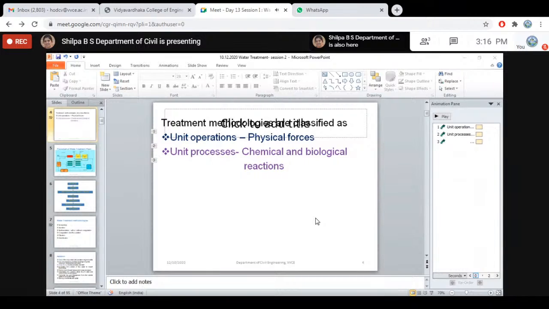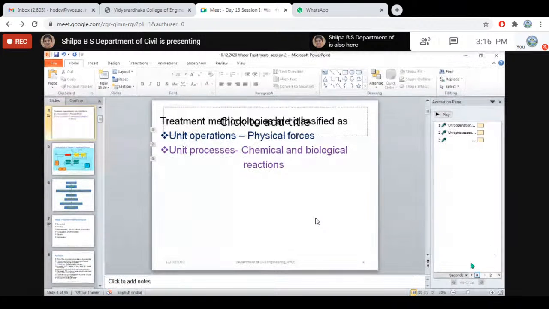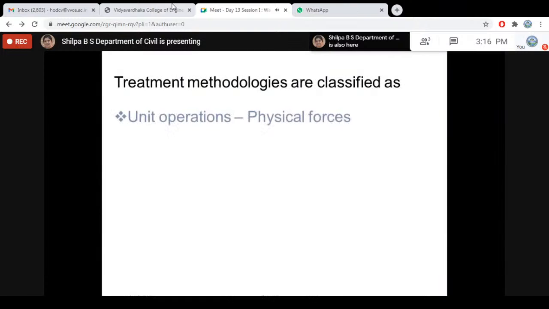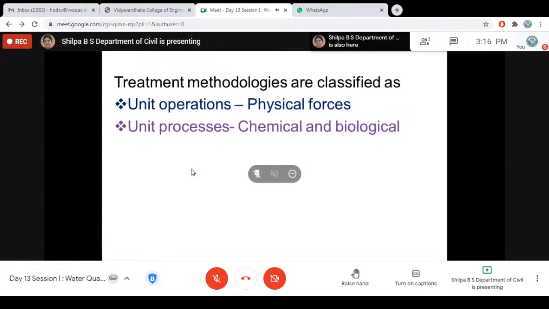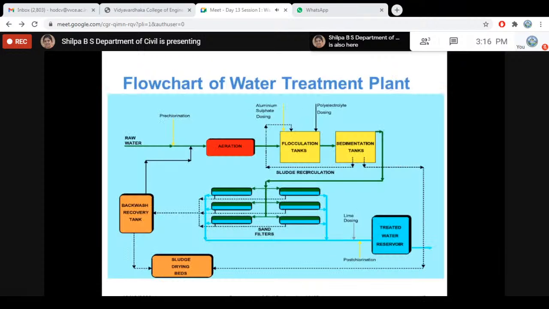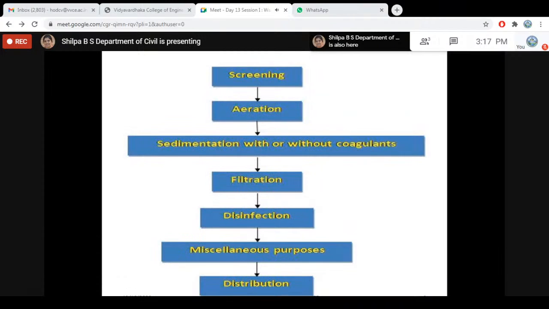So unit operations are where the physical forces predominate, those treatment methodologies we call the unit operations. And where chemical and biological reactions are involved, those are referred to as unit processes. So we have already discussed in this session what treatment methodologies are adopted in a conventional water treatment plant.